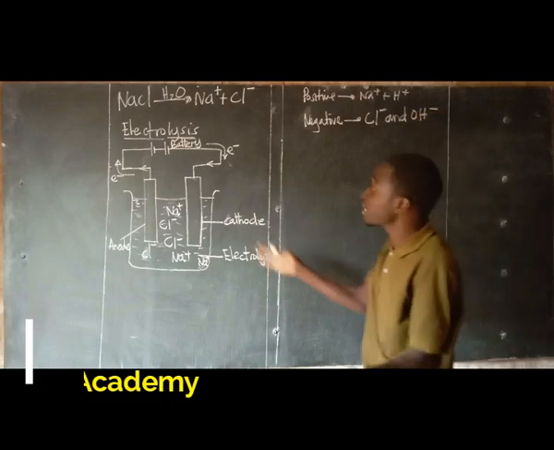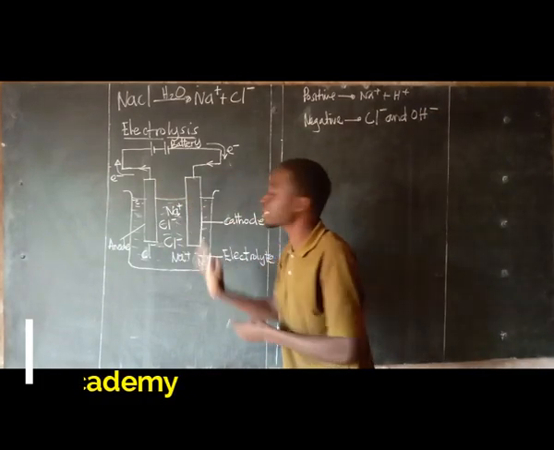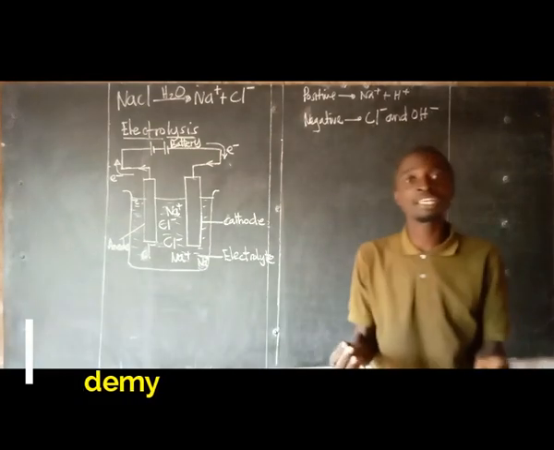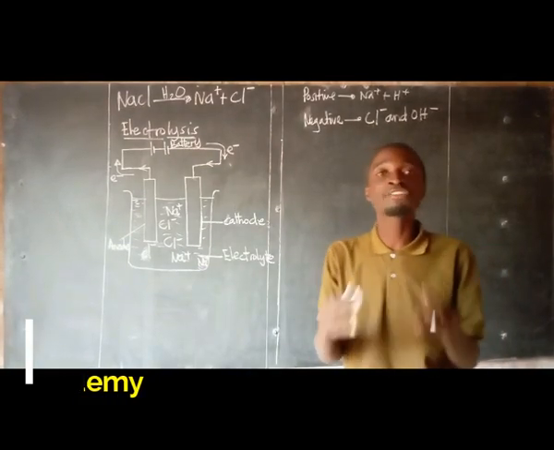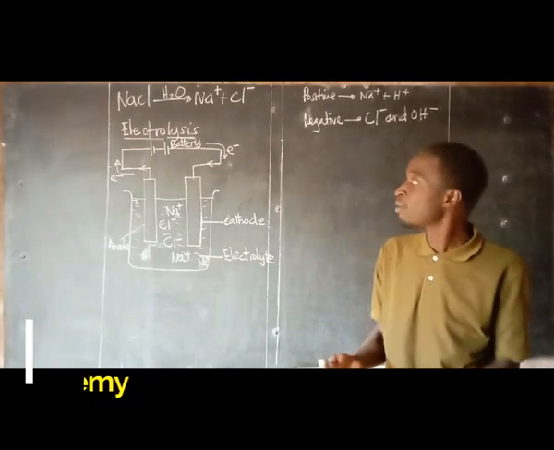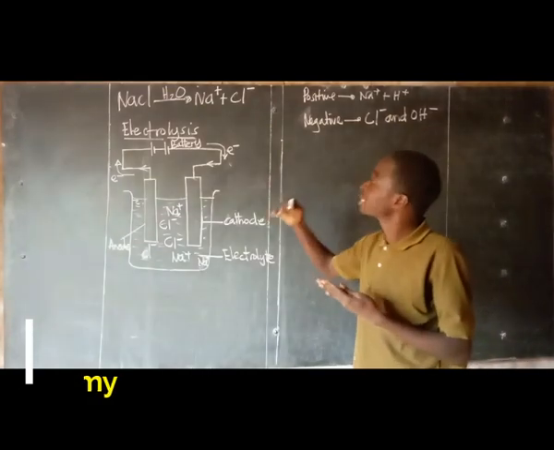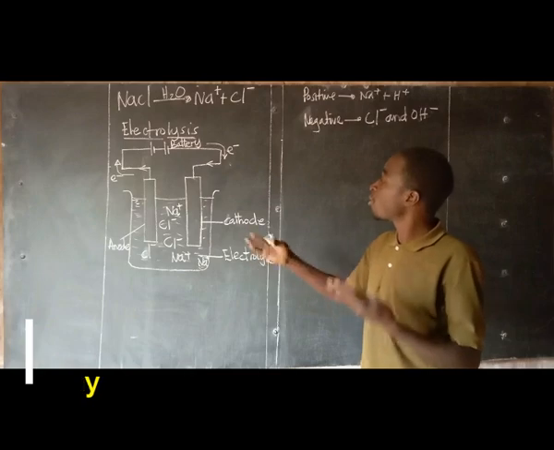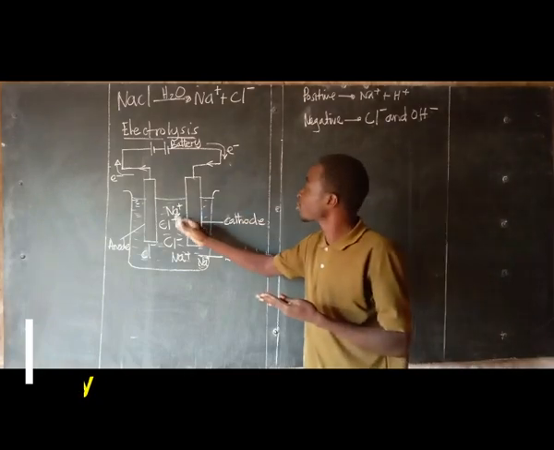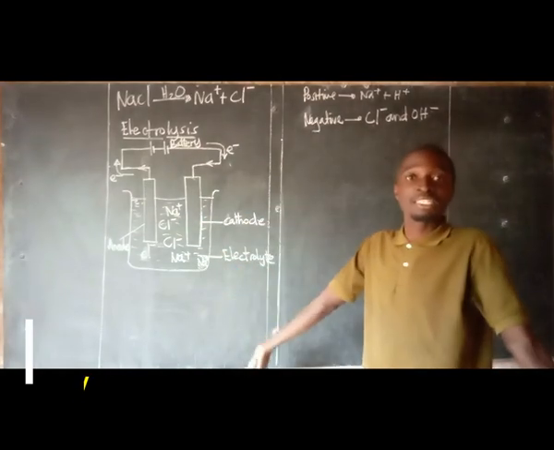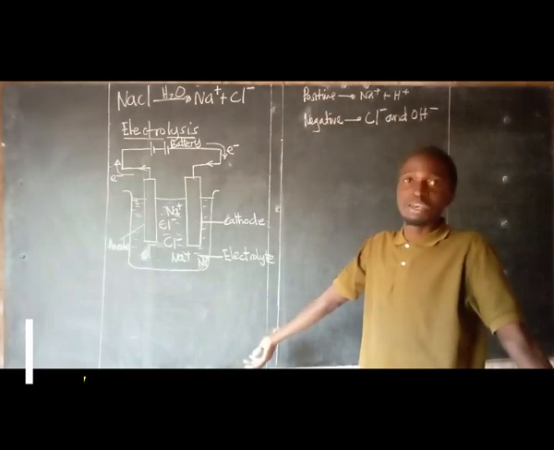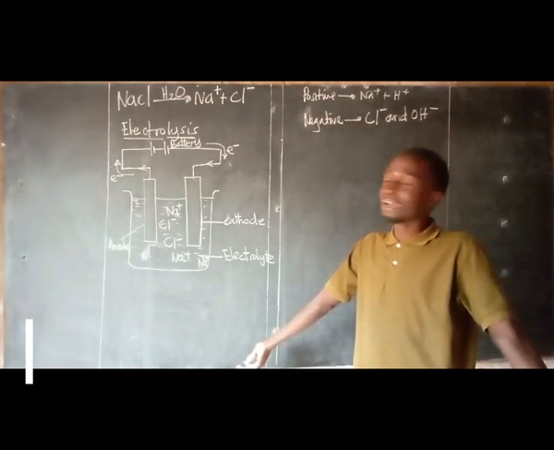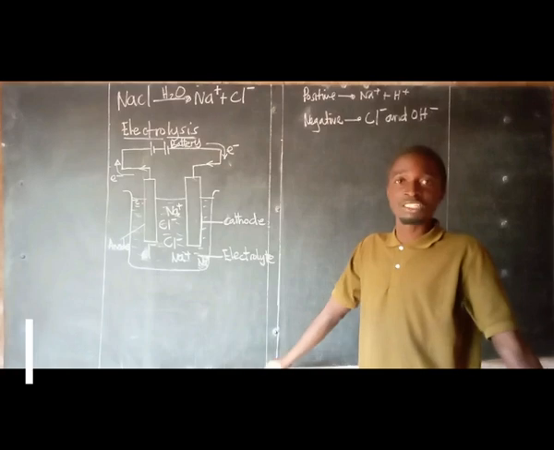So we have seen that after the passage of electricity through an electrolyte, the reduction and oxidation reactions take place. Electrolysis is the breaking down of a substance, the electrolyte, after the passage of electricity. That is the meaning of electrolysis.